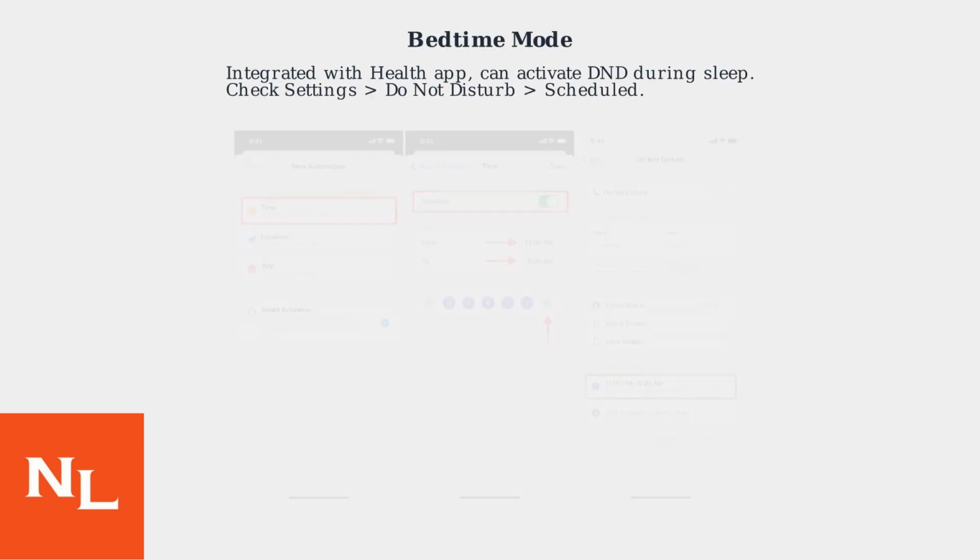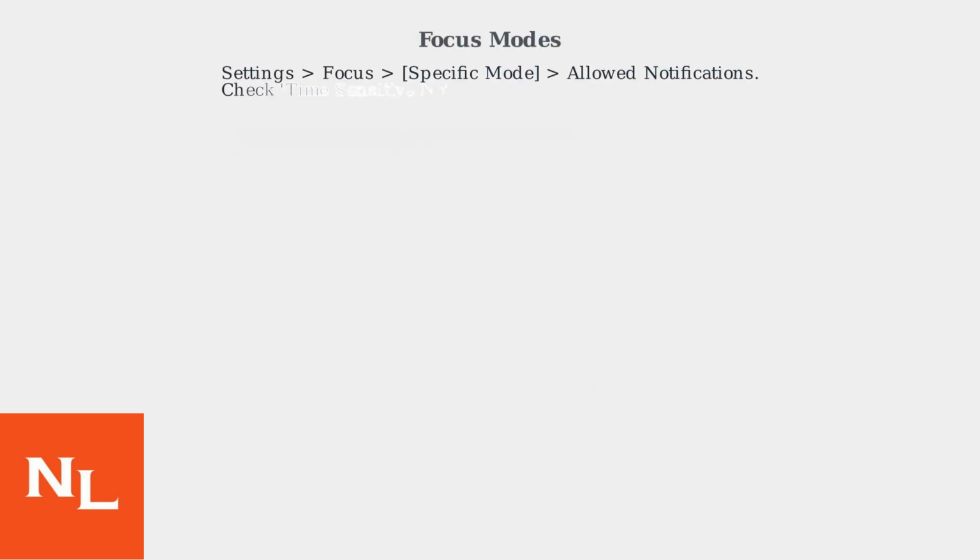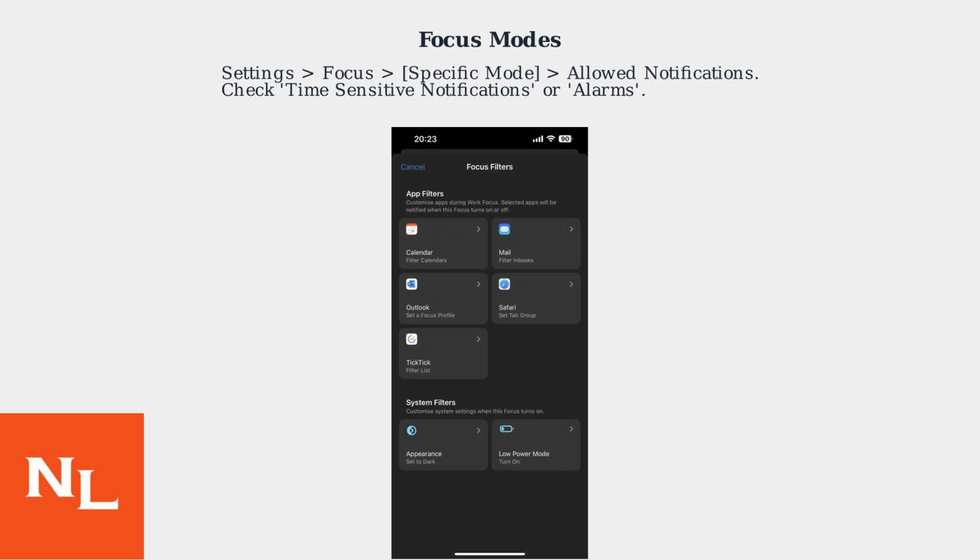Bedtime mode, integrated with the Health app, can inadvertently silence alarms by activating Do Not Disturb during sleep schedules. For custom Focus modes like Sleep or Work, the process is similar. Go to Settings, Focus, select your mode, Allowed Notifications, and ensure Time Sensitive Notifications or alarms are checked to prevent silencing.